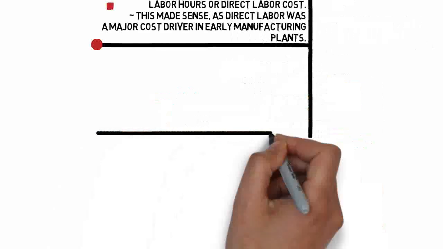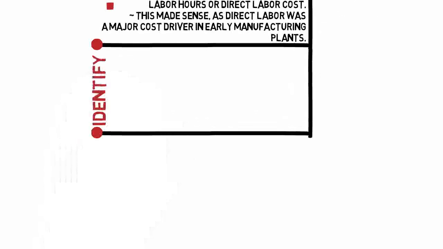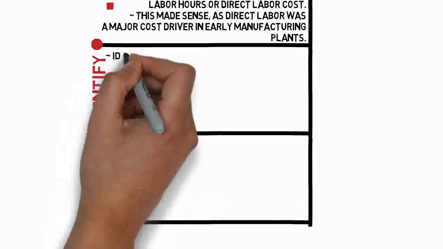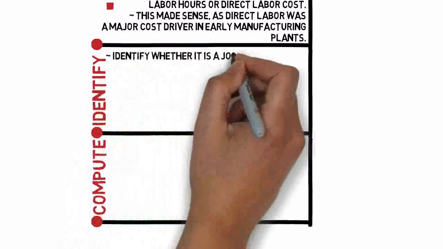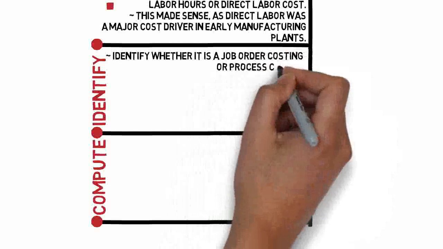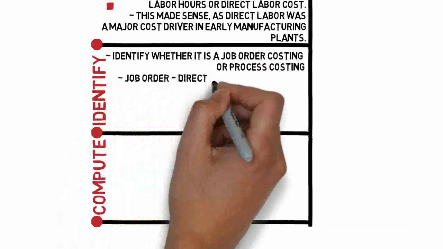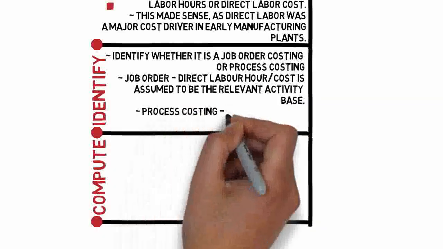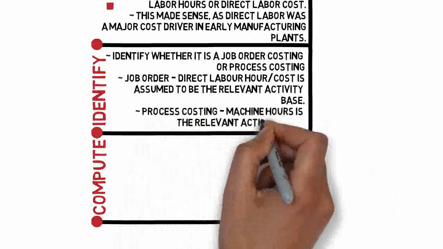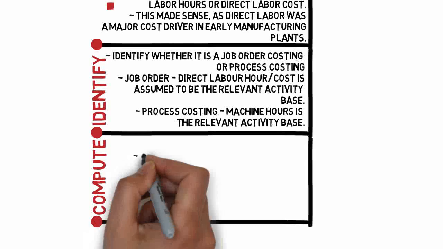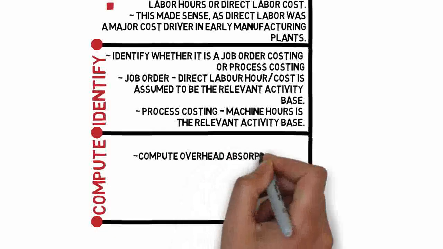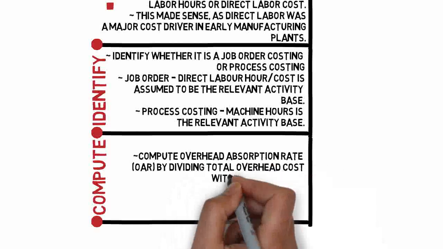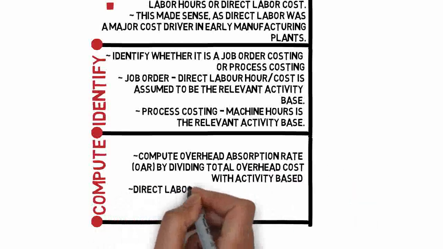So, how is it implemented? There are only two stages in the traditional costing method: identify, then compute. Cost is identified whether it is job order costing or process costing. For job order, direct labor hour or cost is assumed to be the relevant activity base. For process costing, machine hours is the relevant activity base. After that, compute the overhead absorption rate by dividing total overhead cost by the activity base, be it direct labor hours, cost, or machine hours.